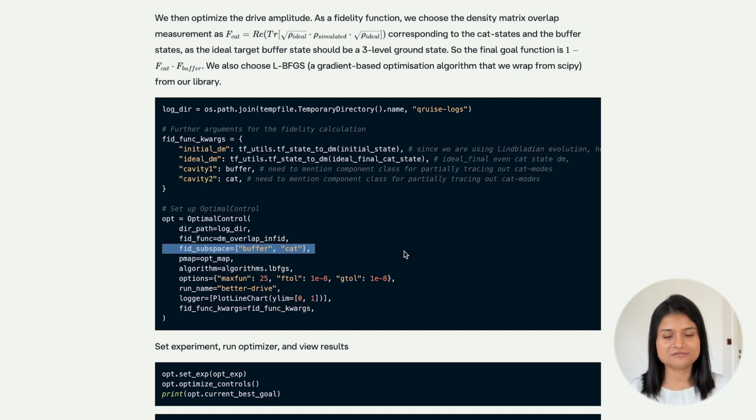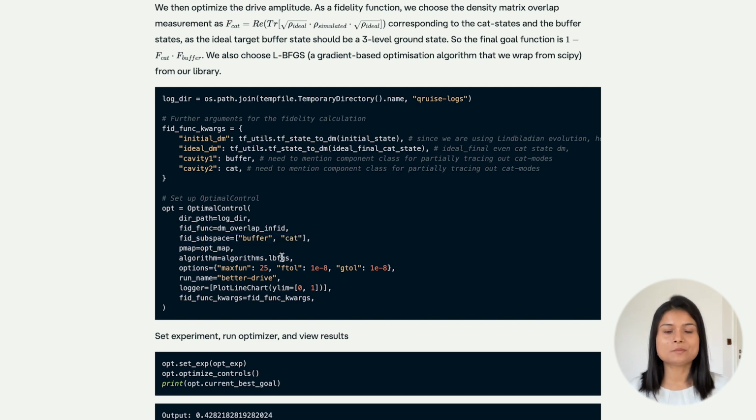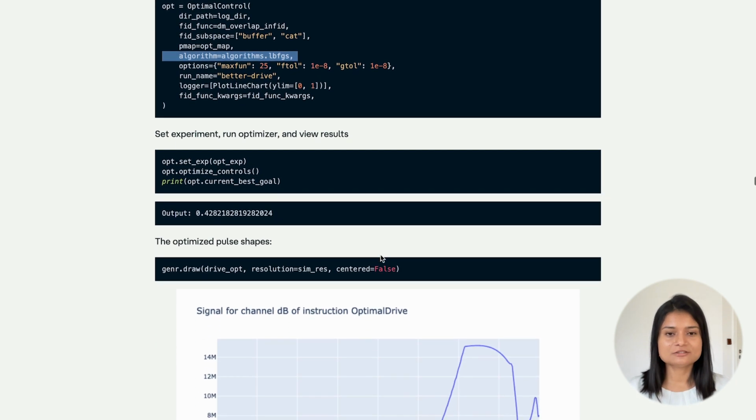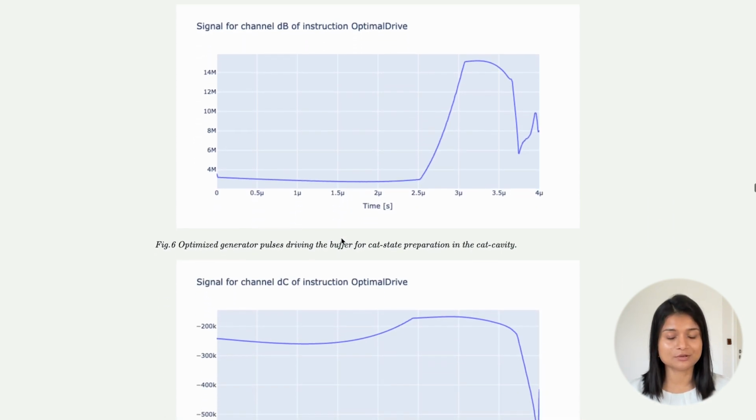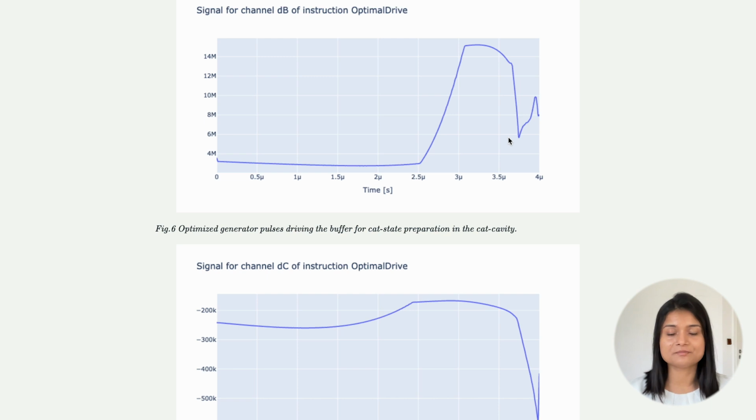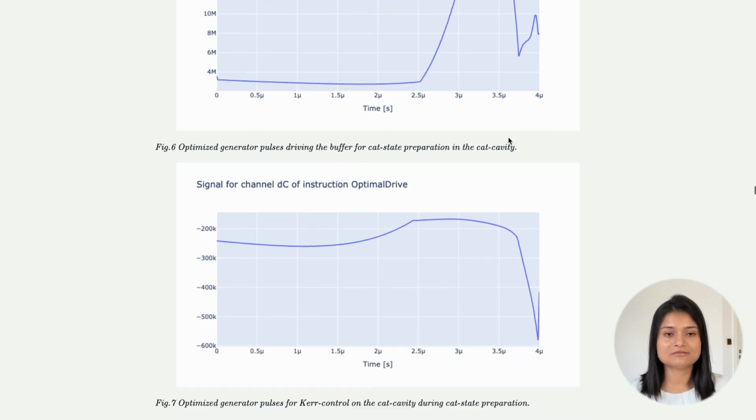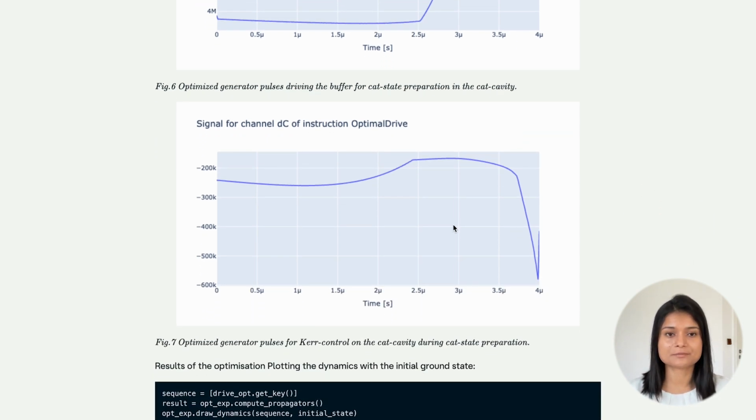We choose LBFGS, which is a gradient-based optimization algorithm from the SciPy library, for this specific optimization task. After executing it, we look at the final value of the infidelity parameter, which turns out to be 0.42. The corresponding pulse for the drive on the buffer looks like this plot over here as a function of time, and the drive on the cat cavity looks like this pulse over here.